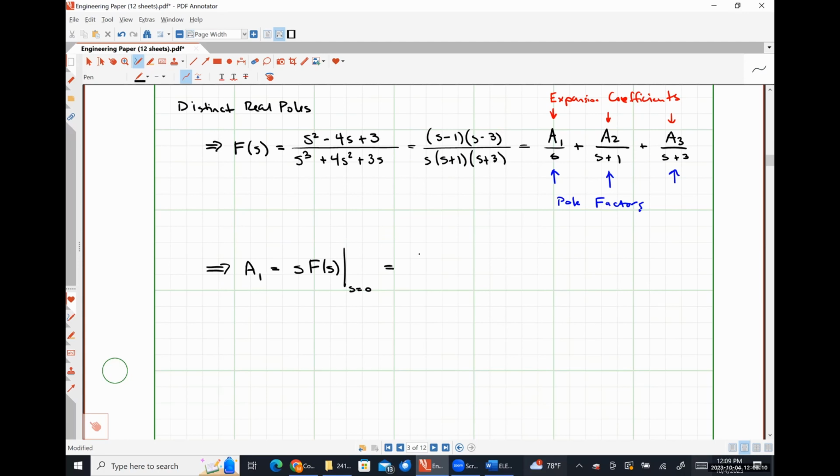So that means that we would have s times s minus 1 over s minus 3 divided by s times s plus 1 over s plus 3, evaluated at s equal to 0. Very obviously, we can see that these guys cancel each other out.